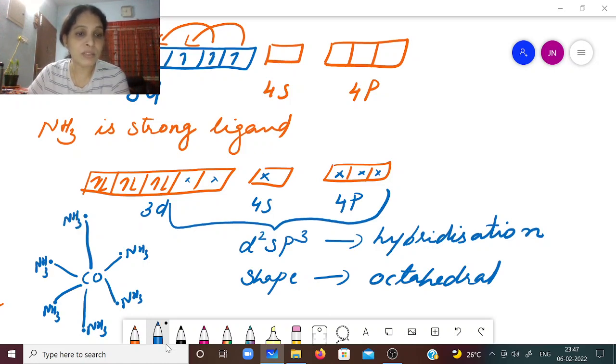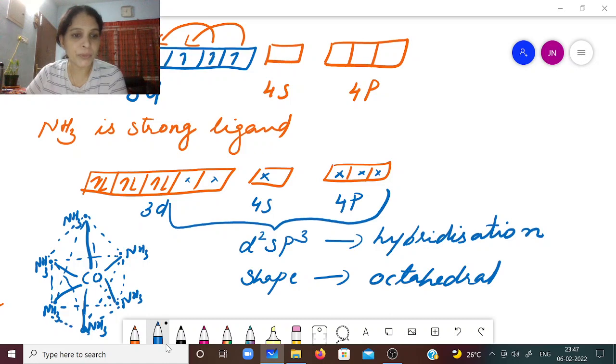Octahedral shape is otherwise known as square bipyramidal also. You can see that this is a square and there will be two pyramids on the top and bottom. That is the shape. See, this is a pyramid on the top and one pyramid on the bottom also. So this is the shape of the octahedral of this complex, that is cobalt and 6 ammonia around the cobalt.